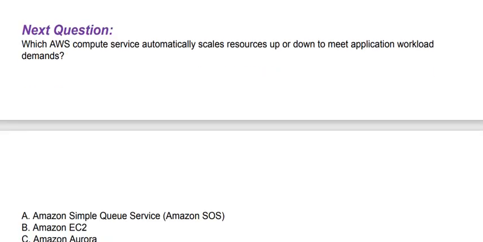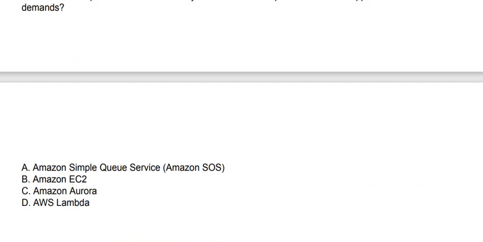Next question is, which AWS compute service automatically scales resources up or down to meet application workload demands? Option A, Amazon Simple Queue Service. Option B, Amazon EC2. Option C, Amazon Aurora. And option D, AWS Lambda. The correct answer is option D.